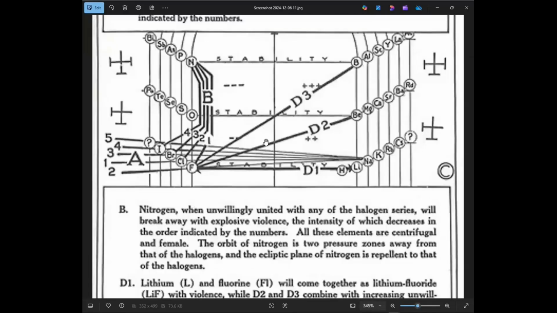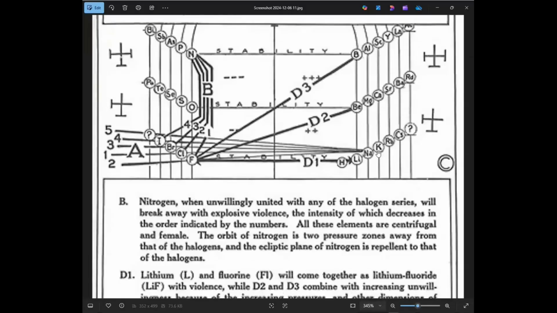Now we're going to take another example. The first example was +1 and -1 and changing the octave. This time we're going to change the pressure zone. So we look at B. Here's B, and we're looking at these lines here. Nitrogen, when unwillingly united with any of the halogen series, will break away with explosive violence, the intensity of which decreases in the order indicated by the numbers.